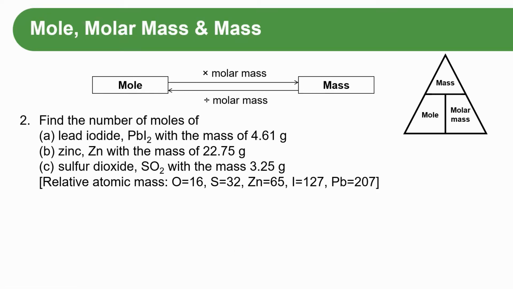Now for the second example, we would like to find the number of moles when we are given the mass. So using this diagram, from mass to mole, we divide by molar mass, or we can use this triangle to help us. To find mole, we divide mass by molar mass. So the first step is to find the molar mass of each substance. I would like you to pause the video for a while and do the calculations.